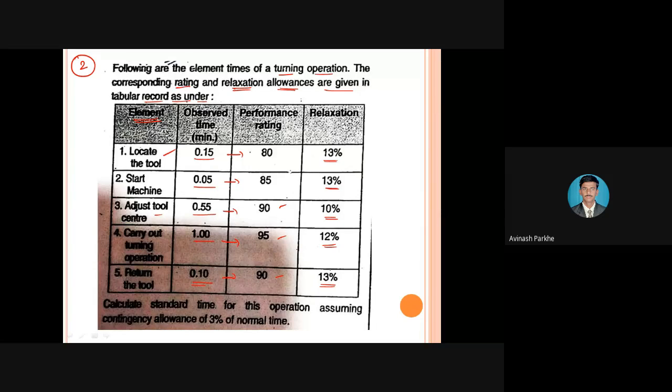In the previous problem, 10% and 5% allowance was given, but it was given on total normal time. It was given on total basic time. In this particular numerical, for each and every activity, the relaxation allowance is given.